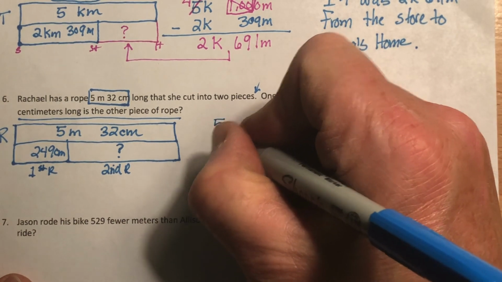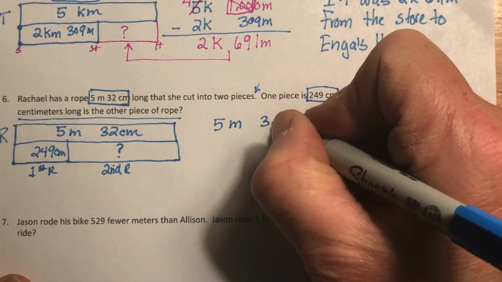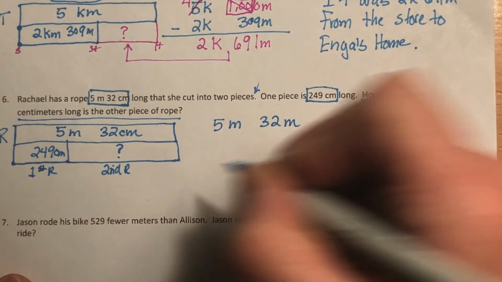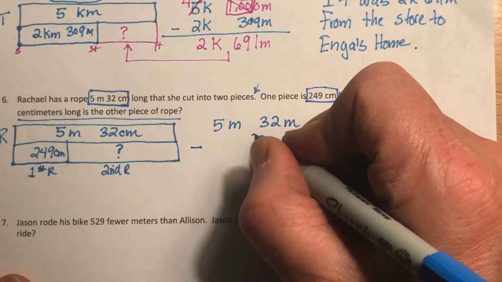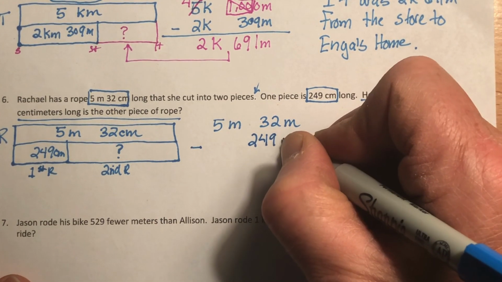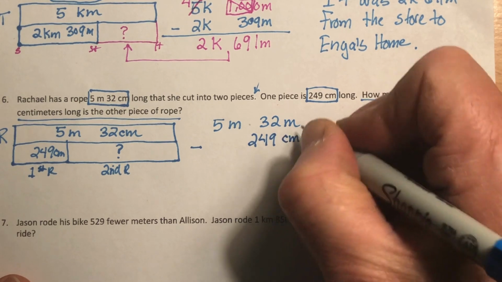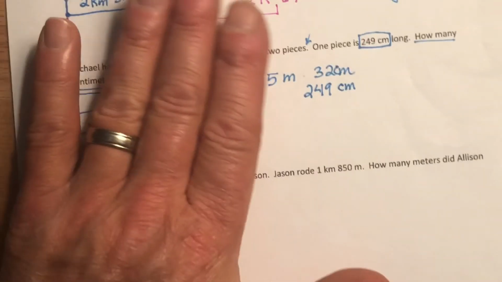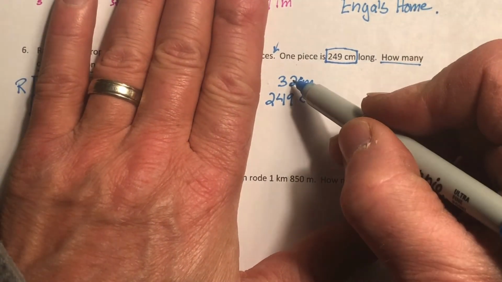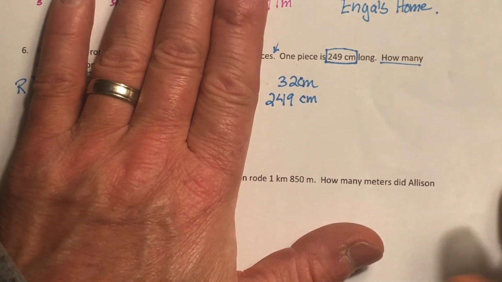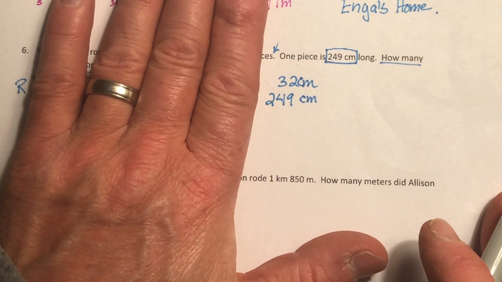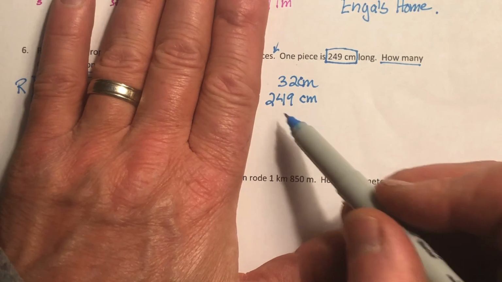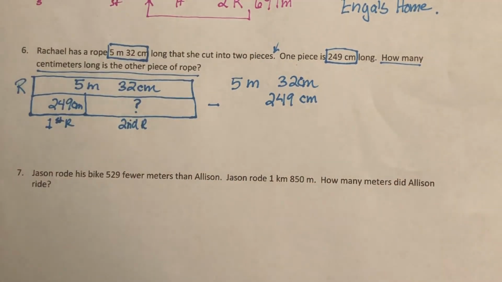So 5 meters, 32 centimeters, minus 249 centimeters. Oops, there. Forgot the centimeters up top. Okay, so if you're noticing the same thing I'm noticing here, this says 32 minus 249. And guess what I can't do? I cannot do that, okay? Because this number's not big enough. So I need to borrow from the meter, okay?